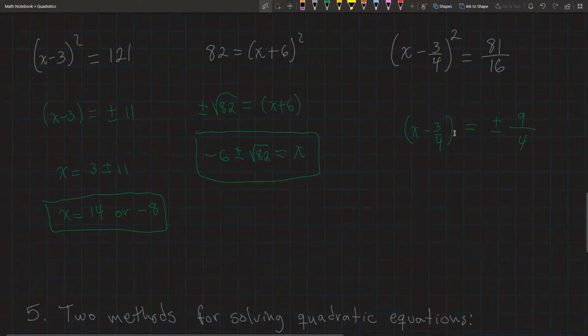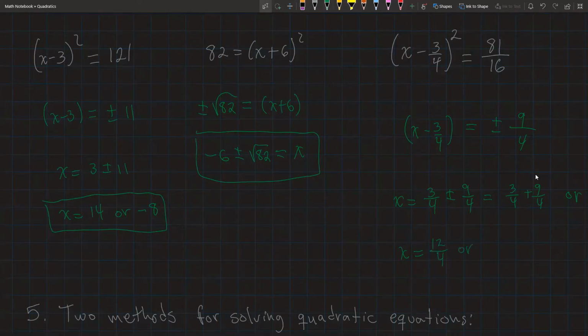And the last thing we need to do is reverse. This looks like subtracting that fraction. What's the opposite of subtracting that fraction? It would be adding that fraction to both sides. We will get 3 over 4 plus or minus 9 over 4. Remember that it means 3 over 4 plus 9 over 4, which is 3 plus 9 is 12, so 12 over 4. That can be reduced to 3.